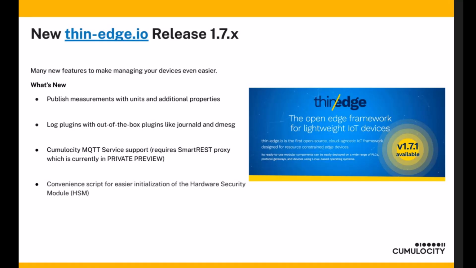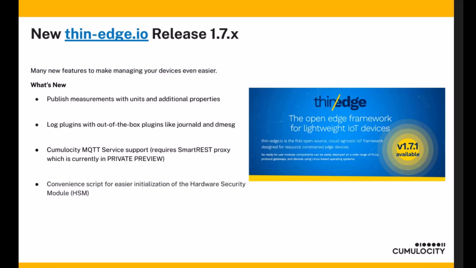So what's new for this quarter or last quarter? We've done the new release of ThinEdge. We have 1.7 now, which brings tons of new features. Some of the highlighted features would be, finally, the ability to publish measurements with units, a long requested feature. So you can not only add units, but also additional properties like meter information to the measurements, which just lets you be a little bit more descriptive with your measurements.